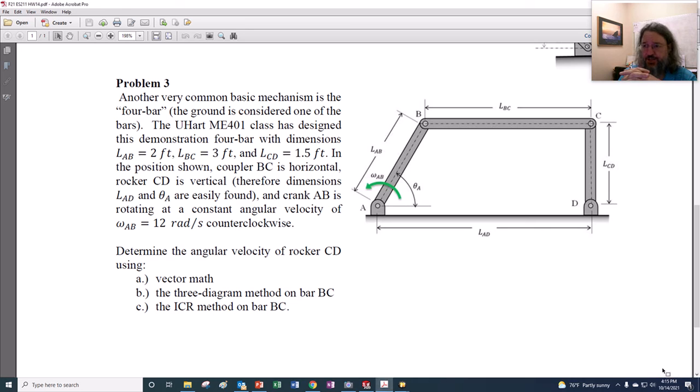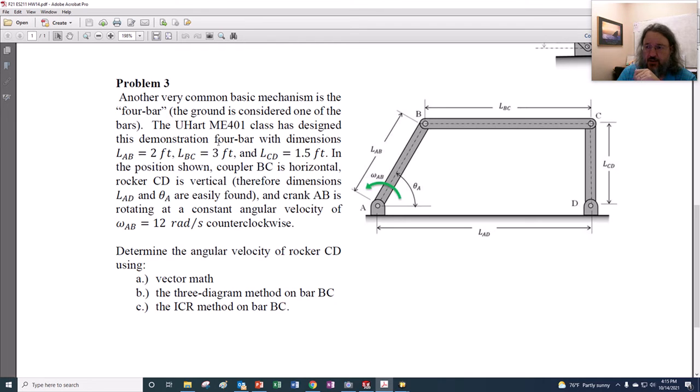So here's the third problem with homework 14, and it is by far going to be the longest one because I'm asking you to solve this problem using all three methods that we've learned: vector math, the 3-diagram method using it on bar BC, and the ICR method. And so we see this is called a 4-bar mechanism.